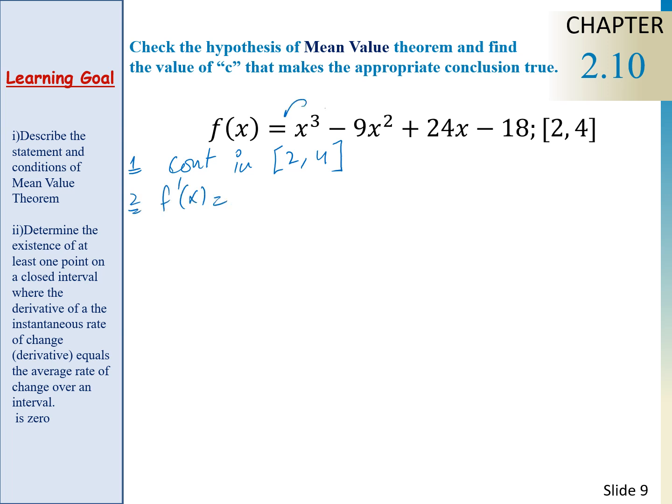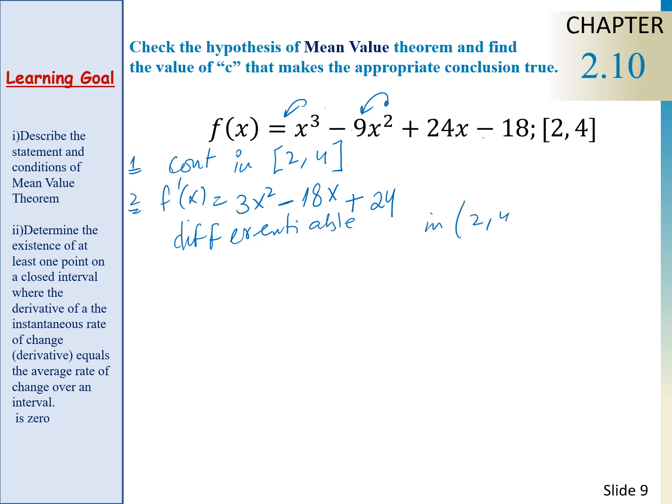Second thing, take the derivative of the function. So x cube, the derivative is 3x square, minus 9x square: multiply 2 by negative 9, so you will get negative 18. X from the power subtract 1, so negative 18x. Plus the derivative of 24x is 24. And the derivative of negative 18 is 0. Again, you have a quadratic function, okay, a smooth curve. So you will say yes, it is differentiable in the open interval 2 and 4.